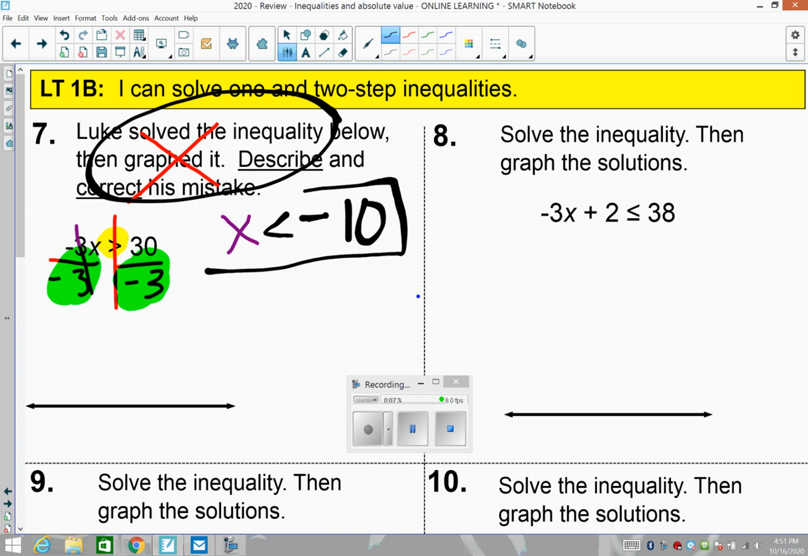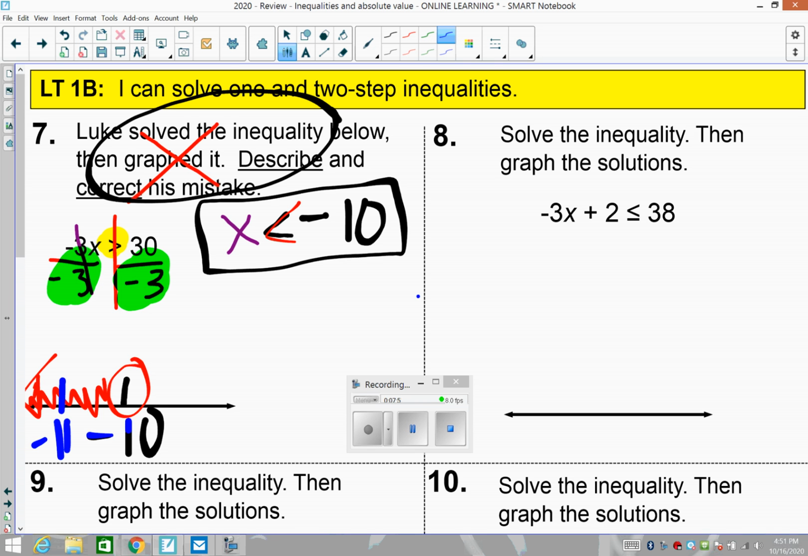So here's the inequality. And the graph of that would be then an open circle at negative 10. And we're talking about less than negative 10, so smaller than negative 10. So that would give us in that direction of negative 11, negative 12, and so on. We are not shading towards negative 9.